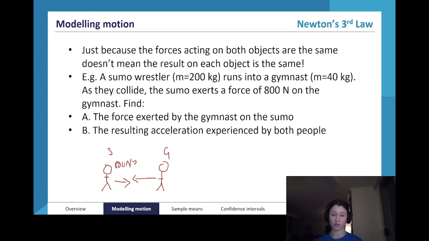So remember, every action has an equal and opposite reaction, meaning that the force exerted by the gymnast is going to be the same. It's going to be 800 newtons. Now we need to find the resulting acceleration experienced by both people. And this is going to be different because both of these people have significantly different weights, which means it requires significantly different amounts of energy to move them.